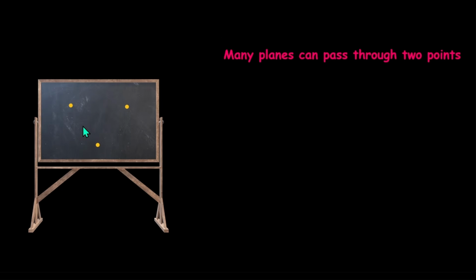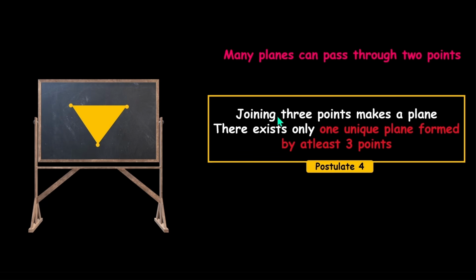As we just saw, if we connect the points, we get this shape, which is actually just a part of a bigger plane. As you can see, it is this plane. For convenience, we're taking this plane, but you can also argue that this plane is itself a part of the whole screen, which is itself a plane. But considering this planar area, this thing is just a part of this plane. And so 3 points are required to uniquely identify a plane. That's what postulate 4 says: joining 3 points makes a plane, and there exists only one unique plane formed by at least 3 points.